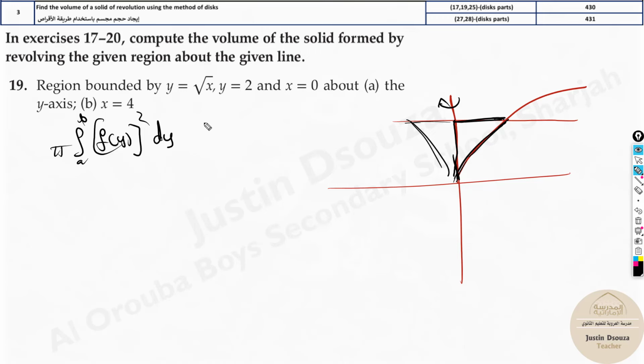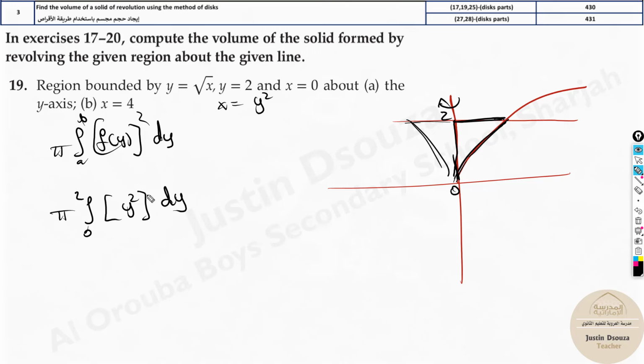So now over here, once we know this one, let's see what the limits are. 0 to what? Y is 2, so it's very easy. 0 to 2 is the limit already obtained. What is the function? But now here you must have this as x is equal to. So square on both the sides. Over here you get x is equal to y square. So y square. And what about dy? Just write it.